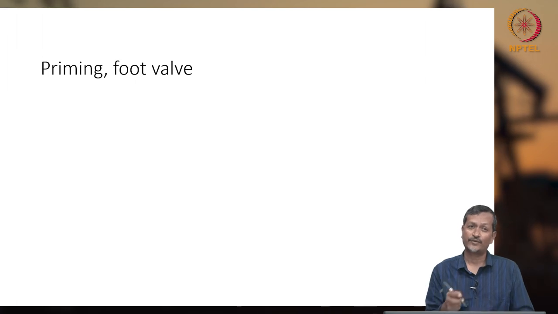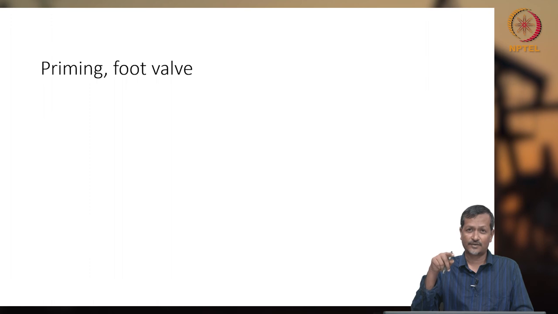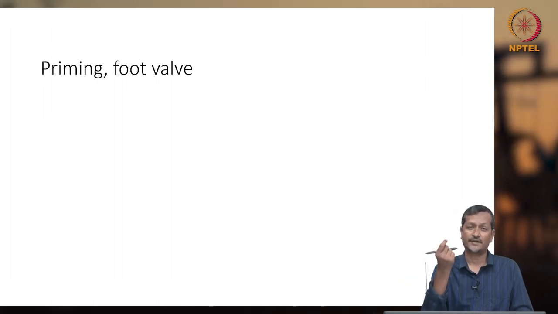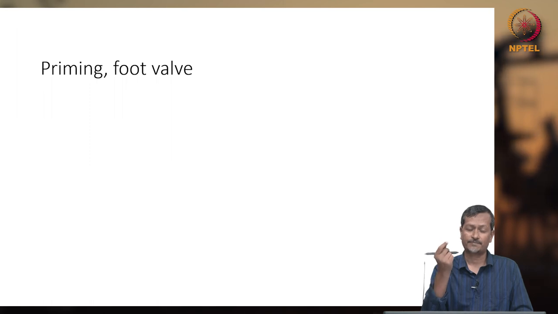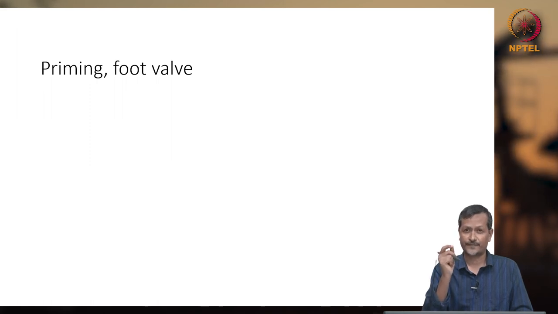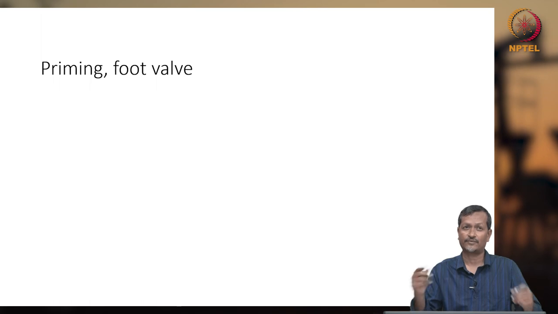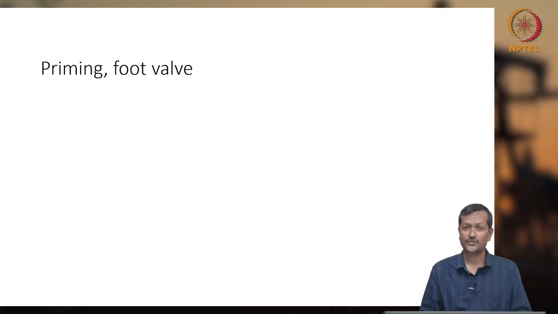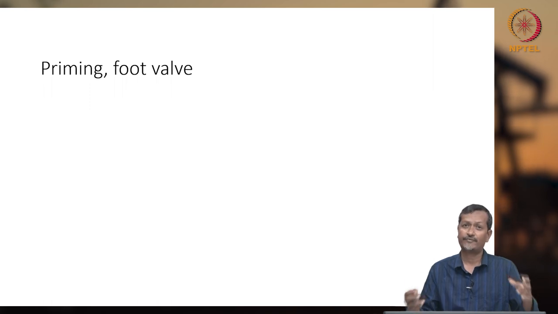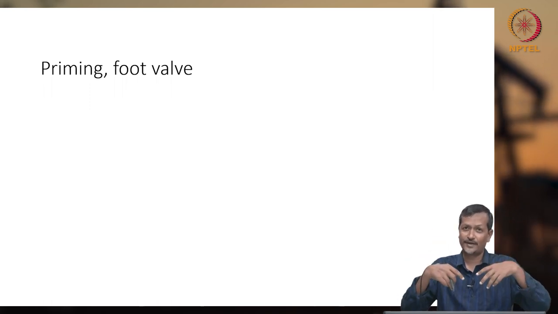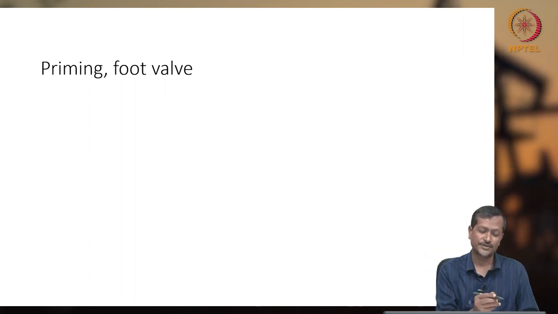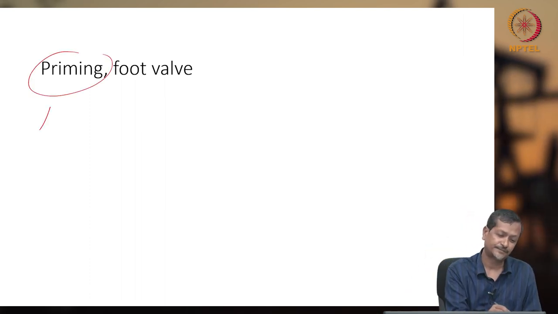But instead of liquid, if you are giving gas, what will happen? You create rotation and centrifugal force, but the gas particles have very low density. Because of low density, it will not be able to suck the fluid, so your pump system can fail. So what do you have to do? You have to fill the pump first with liquid, then switch on electricity and it will work. This term is called priming.